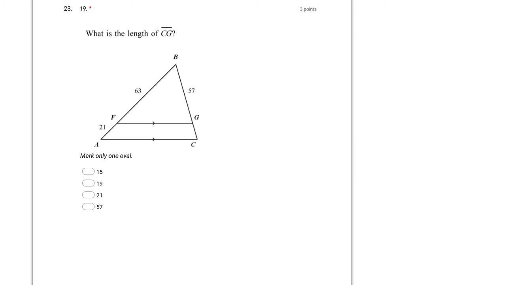What's the length of CG? This little part right here. So we're just going to go top to bottom equals top to bottom. Set up our ratios here. And the pink ones would be 63/21 has got to be the same as 57/GC.